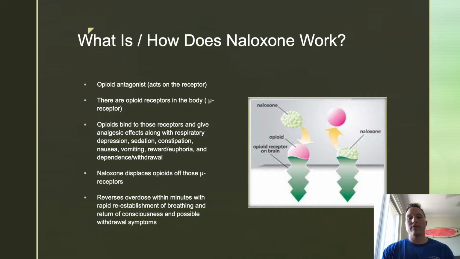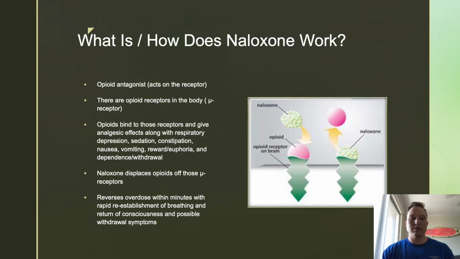You have a whole bunch of these opioid receptors spread around your body, and when you take an opioid, the opioid latches onto these receptors and allows relief of pain, but it also has negative effects such as respiratory depression, so you start breathing less and less. It can be sedating, so you can get sleepy, or you can have constipation or nausea and vomiting.